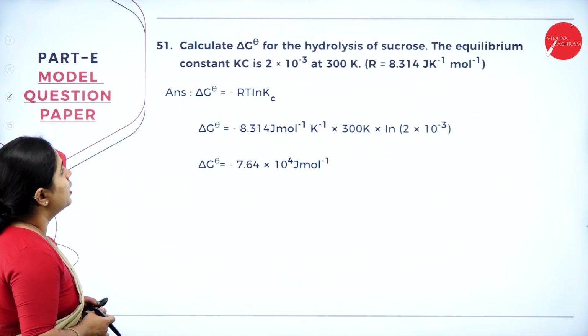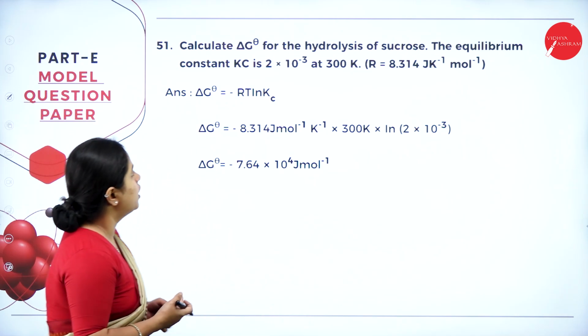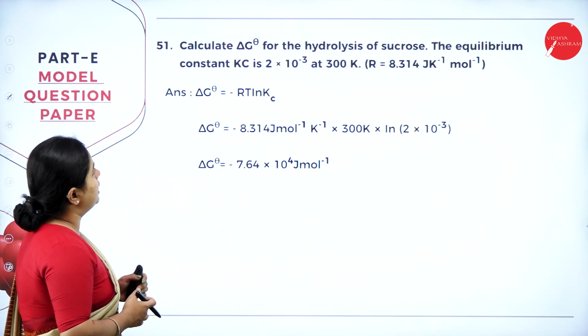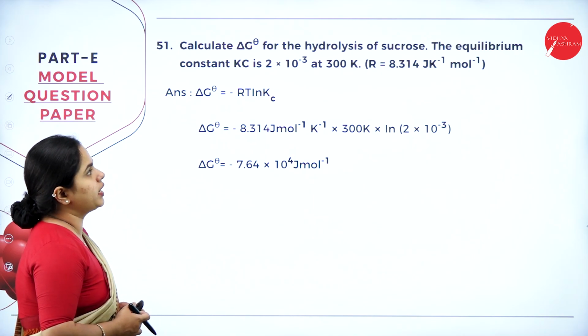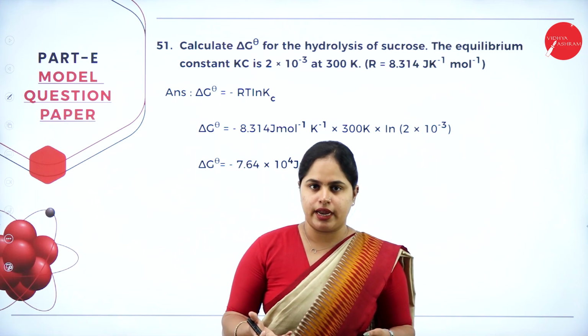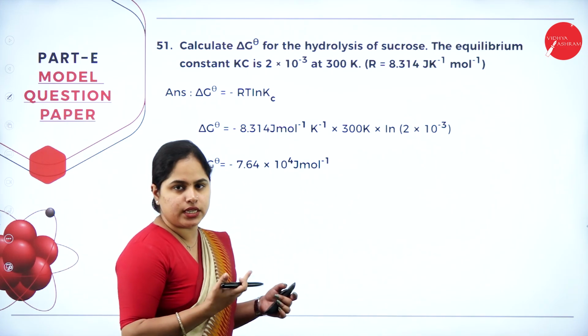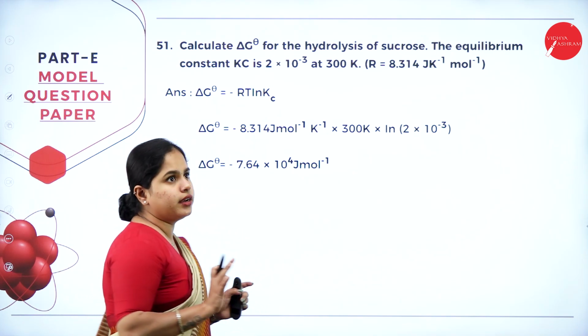Moving on to the next one. Calculate delta G naught, that is standard Gibbs free energy, for the hydrolysis of sucrose. The equilibrium constant Kc is 2 into 10 to the power minus 3 at 300 Kelvin. So just seeing hydrolysis of sucrose, don't get scared. Kc value is already given, that is equilibrium constant value is already given. You just have to calculate delta G naught value.